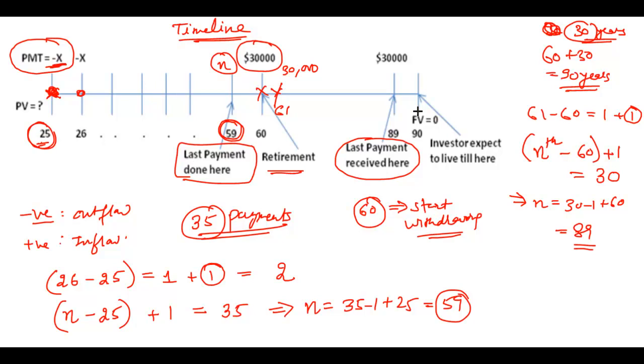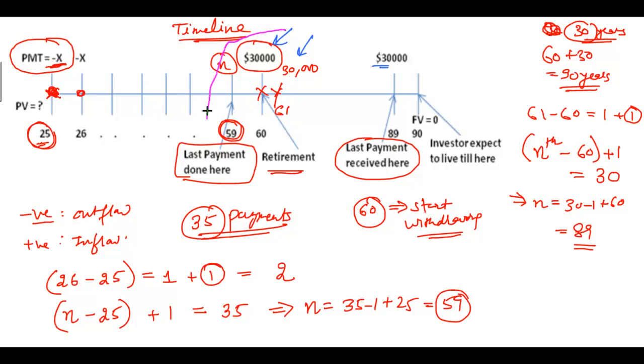So this is the timeline we have received. Now we have to find out when he will be receiving the payments. Here he has 30,000 he is withdrawing. So this problem can be divided into two parts.